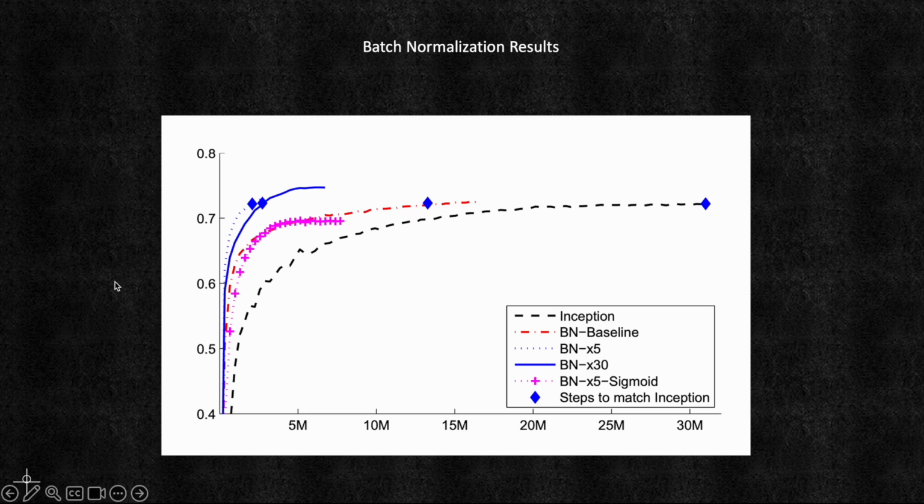For the pink plus line, they use the sigmoid function as an activation function instead of ReLU. And the result is pretty good as well. For any details, you can refer to the original paper. I have included a link in the description below.